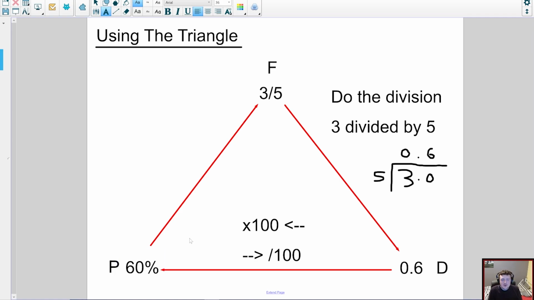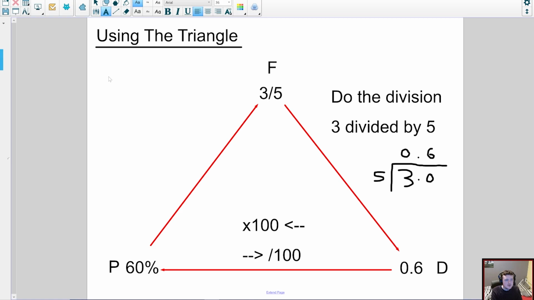That might seem quite simple, but knowing how to times and divide by tens, hundreds, and thousands is really important for this sort of conversion because it saves us a lot of time. To get from a percentage to a fraction again, we know that it's going to end up at 3/5, but how do we get there?